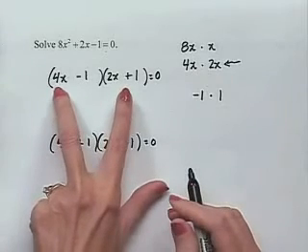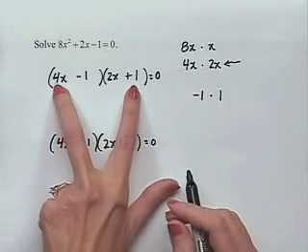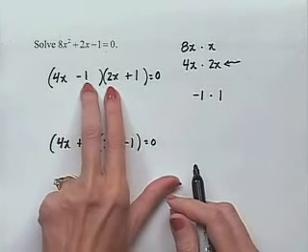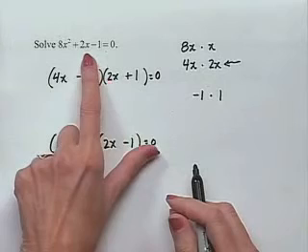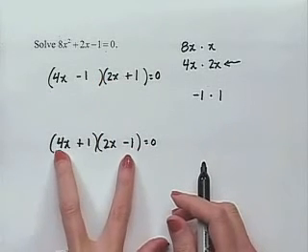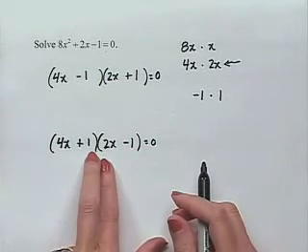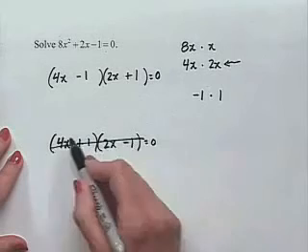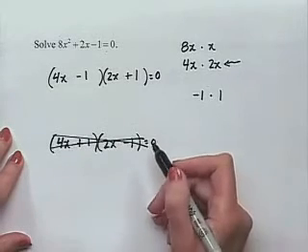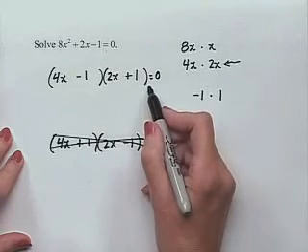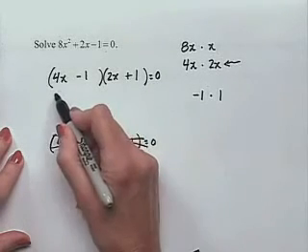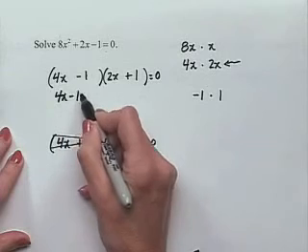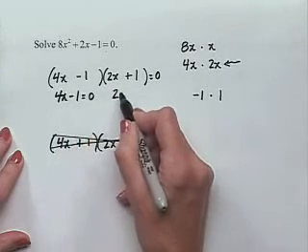If the 4x and 2x work, we're going to have positive 4x minus 2x, and that would give us a positive 2x. In our second case, it would be a negative 4x and a positive 2x, and that would give us a negative 2x. So the first one that we have listed is the correct one. Now that we have it factored correctly, we're going to take each factor and set that equal to 0.